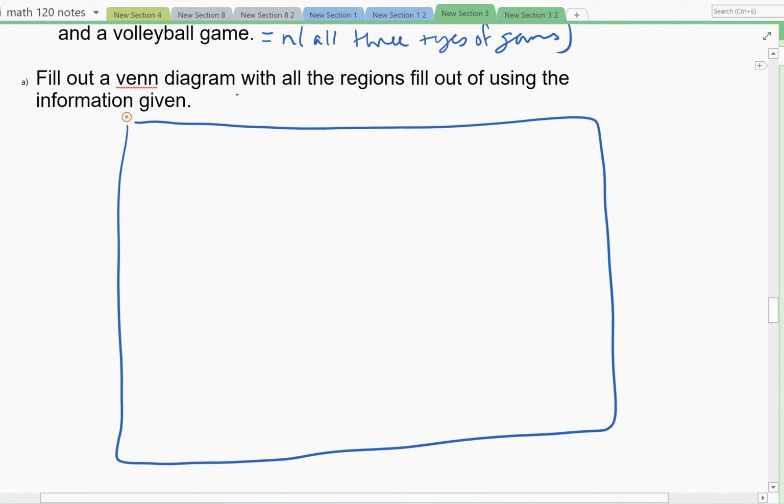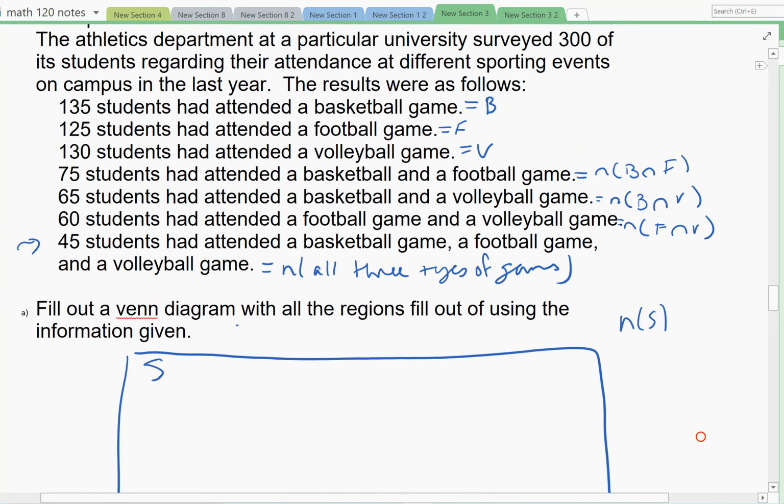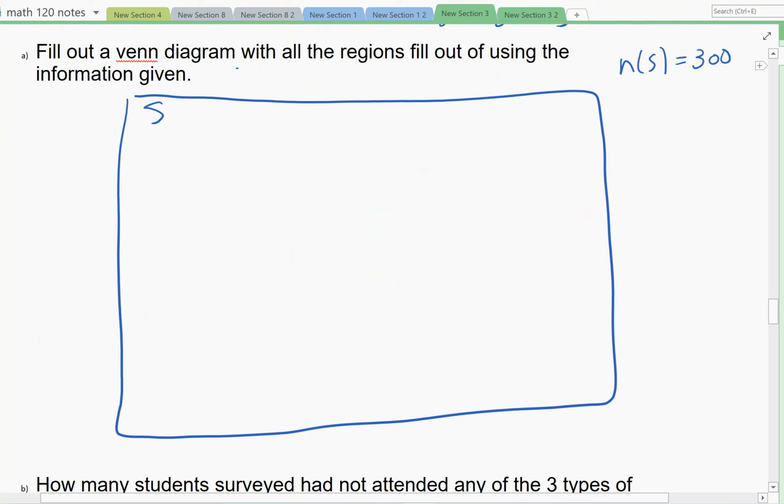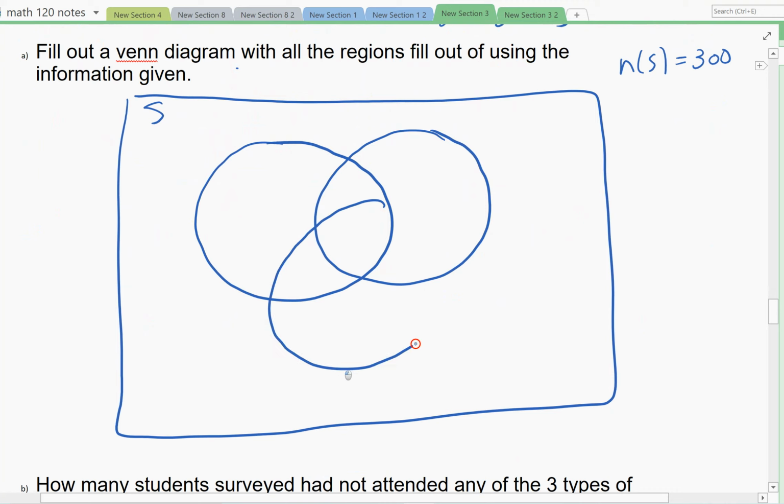So my universal set would be S. Remember, the number in my universal set was how many in my survey, which is 300. So when it's all said and done, the total number of people should count up to 300. No more, no less, because that's exactly how many we surveyed. Then we have those who went to each type of game. There are 3 types of games, so those are my 3 subsets.